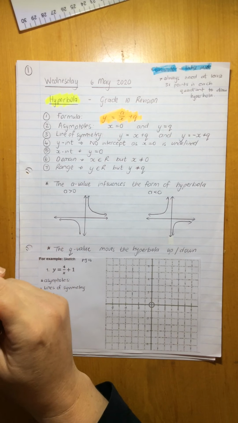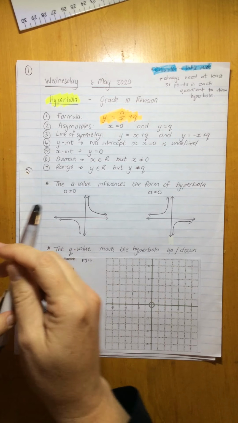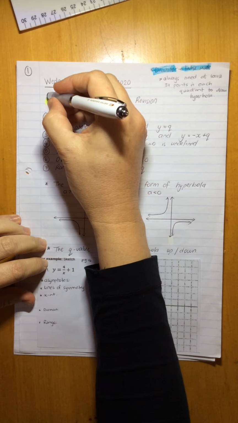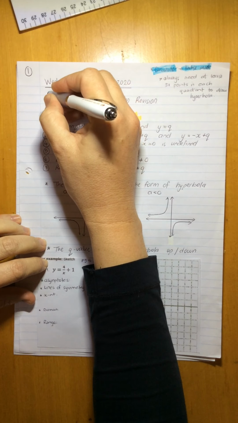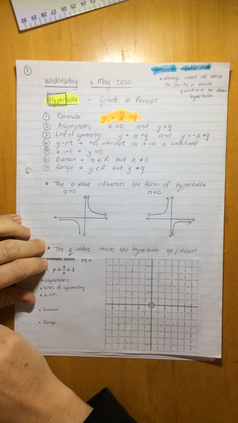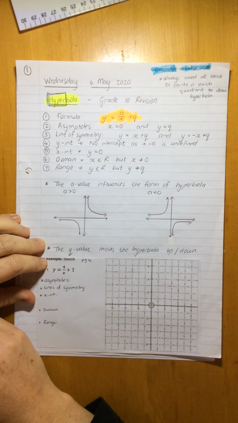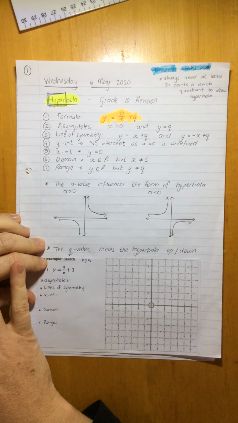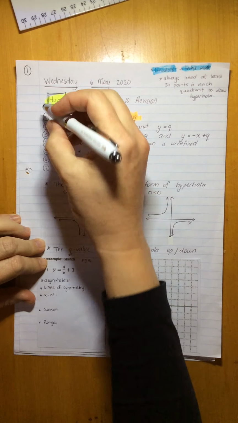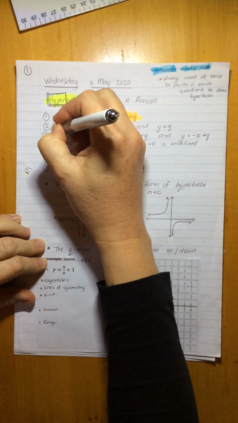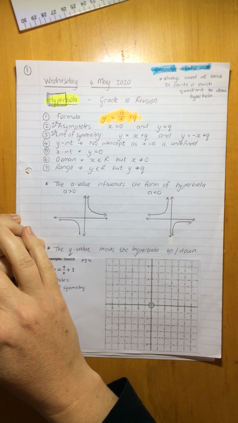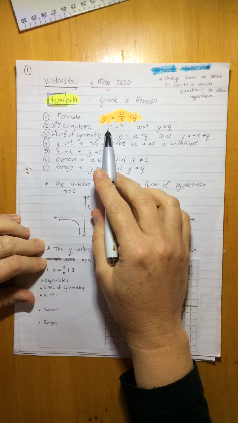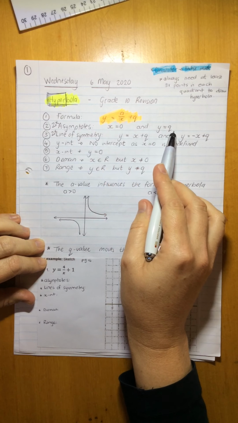Now, what do I need to know? In grade 10, when I introduce the hyperbola to my grade 10s, I explain it to them, emphasizing the word hyper. Hyper in hyperbola means that it has two of everything. There are two asymptotes, and there are two lines of symmetry. Okay, so what are the asymptotes in grade 10? The grade 10 version is x is equal to 0 and y is equal to q.